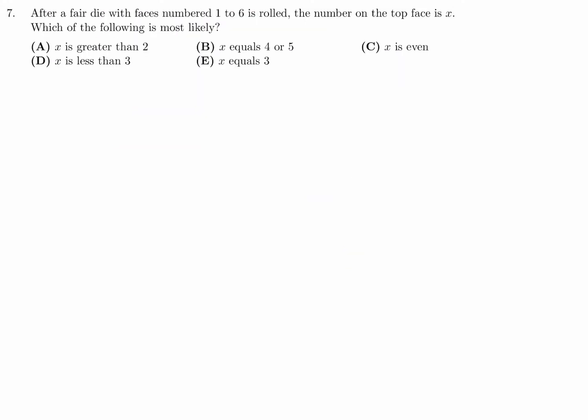A fair die with faces numbered 1 through 6 is rolled. The number on the top face is X. Which of the following is most likely? So we have 1, 2, 3, 4, 5, and 6. We have those numbers. Let's go through each of these one at a time.